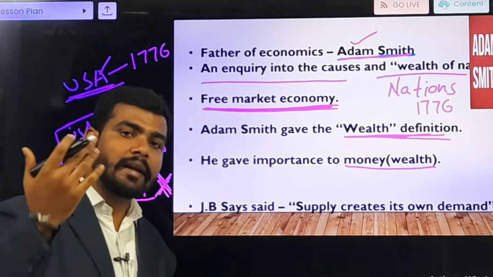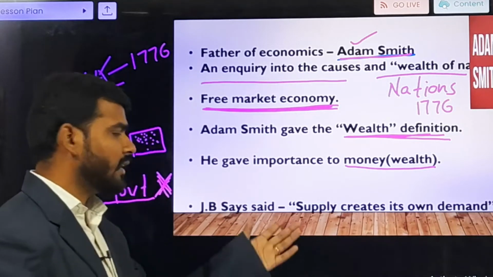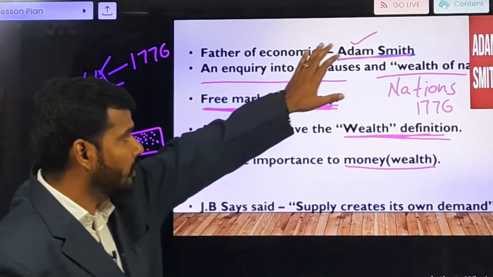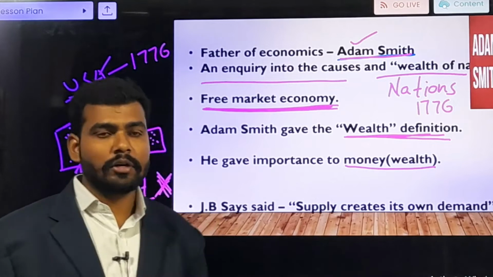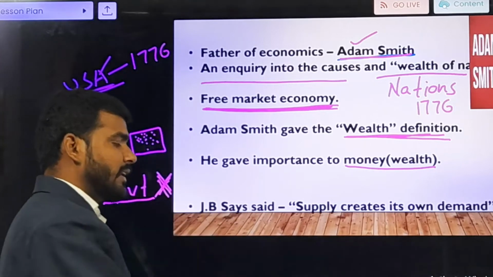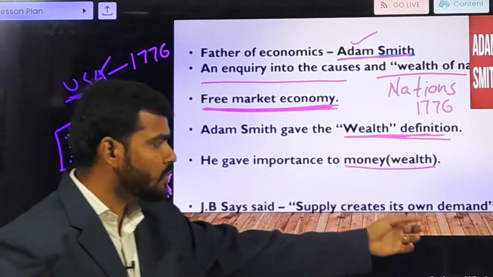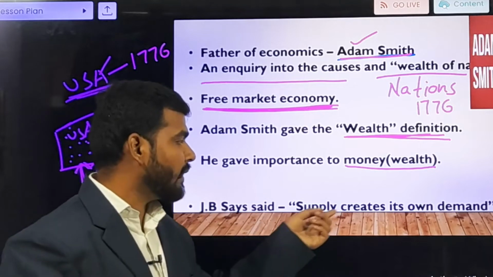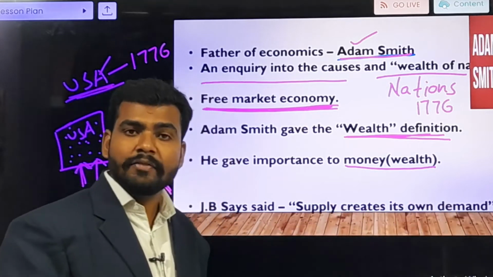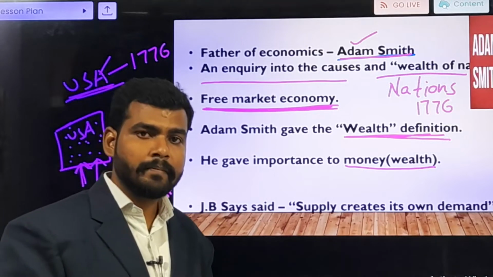And the people who come on later, we call them modern. Okay, modern economists. And these two people, particularly Adam Smith and JB Say, are called classical economists. See, JB Say clearly says that it is his definition: supply creates its own demand. అంటే JB Say ఏమంటున్నాడు? JB Say is saying that supply creates its own demand. We have to justify it. See how supply creates its own demand.